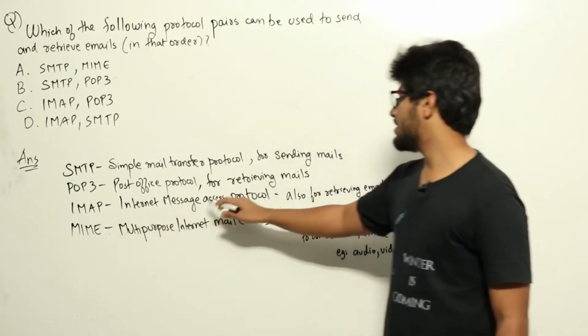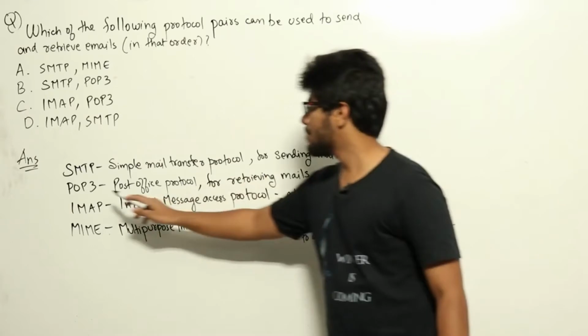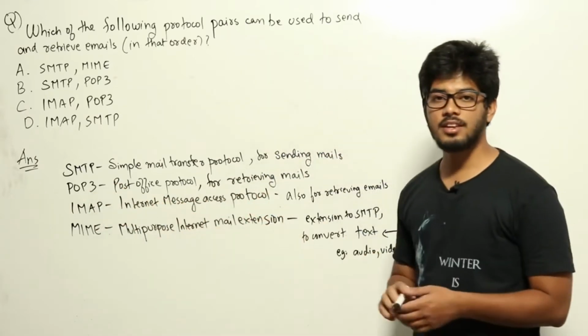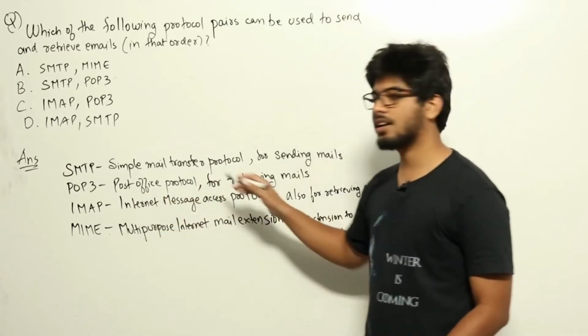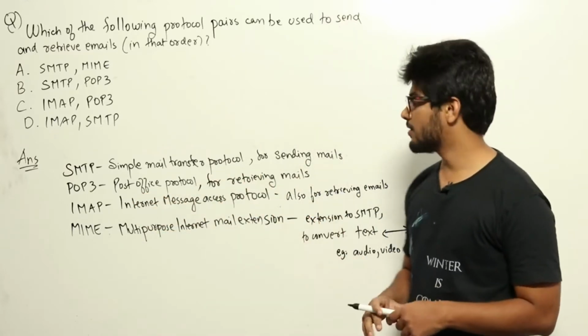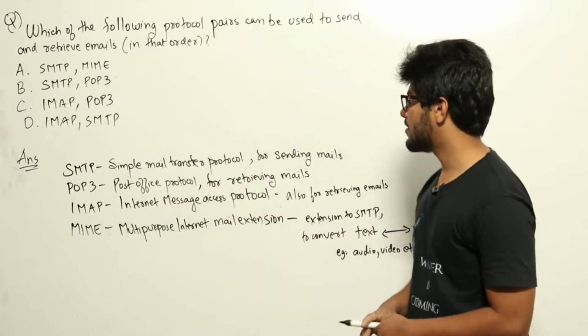IMAP is internet message access protocol. This is also used for retrieving emails. The difference between IMAP and POP3 is that POP3 will download the email to your workstation, whereas using IMAP you can check it on the server itself. There is no need to download it to the workstation if you are using IMAP. So POP3 and IMAP both are used to retrieve emails.